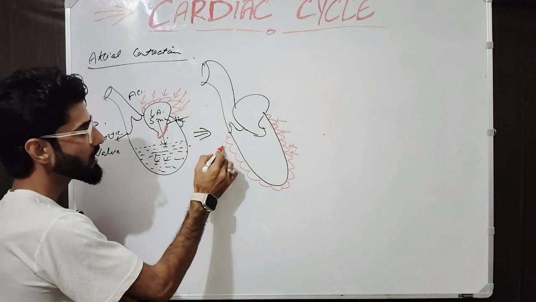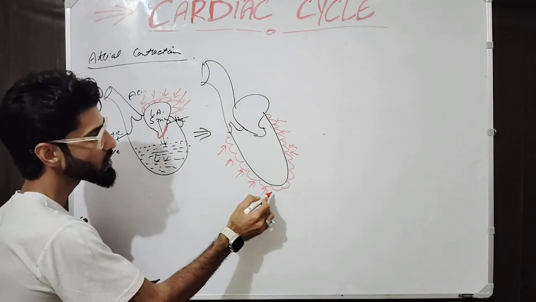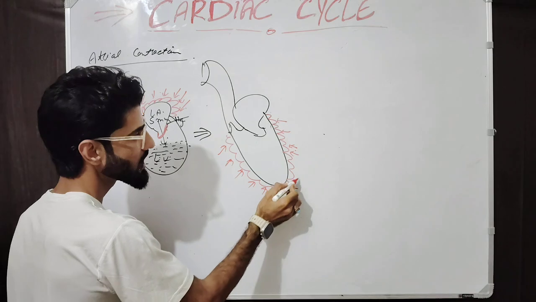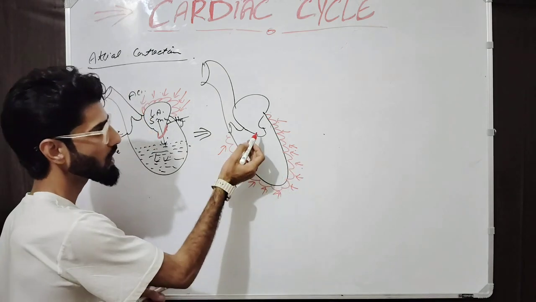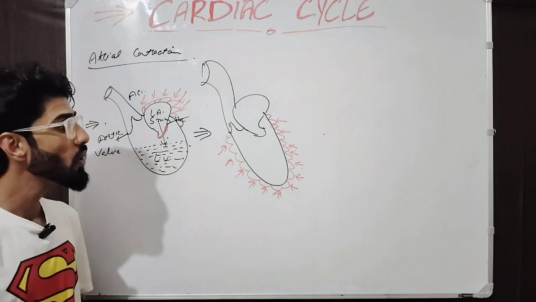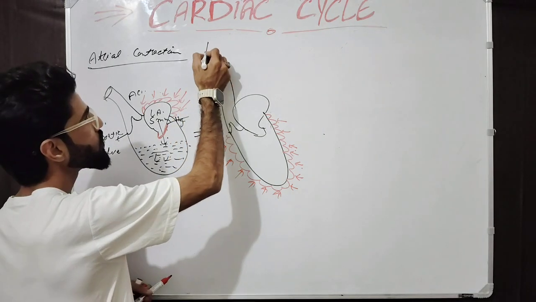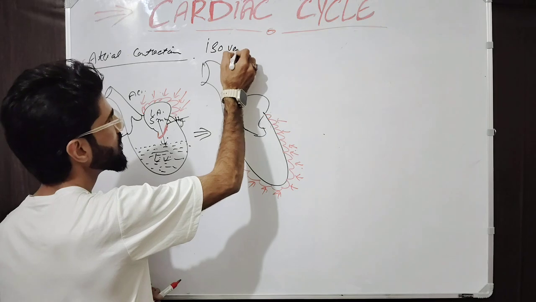When the left ventricle starts contracting, it will start as a closed chamber, because the mitral valve is closed and the aortic valve is also closed. This event is named isovolumetric contraction.